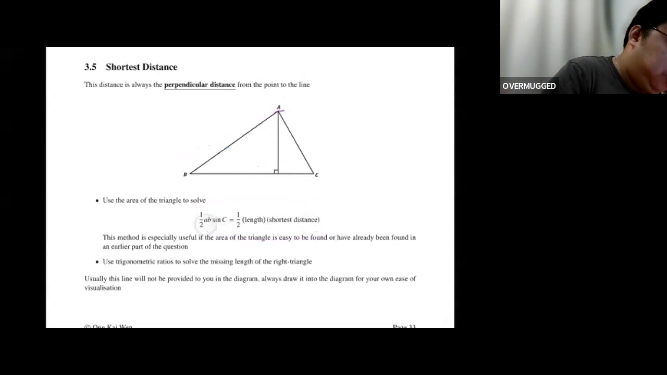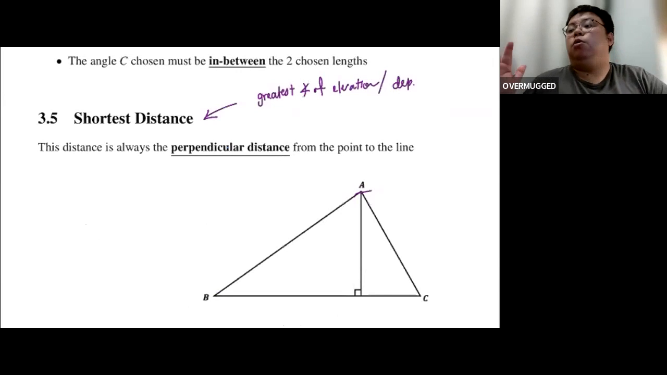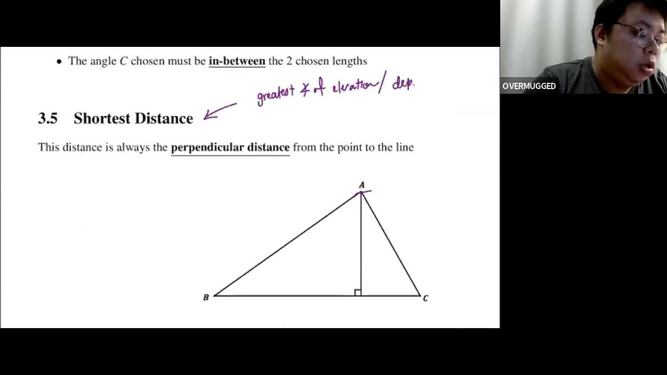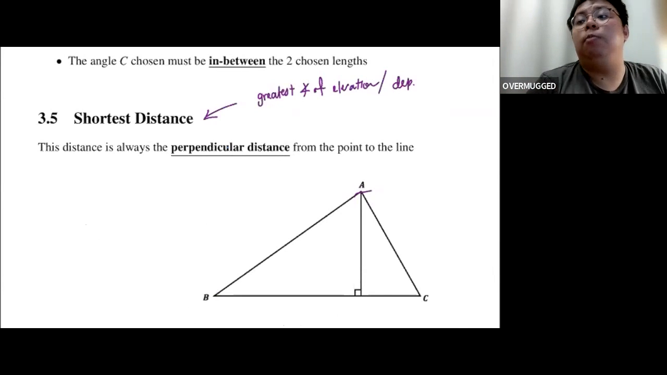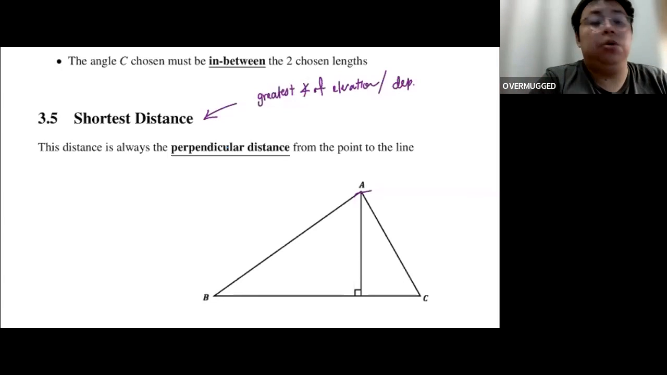One more concept that deals with shortest distance that I forgot to put in: let's just write it in for everyone. Greatest angle of elevation or depression. Whenever your question says, find the length or the distance from the greatest angle of elevation or the greatest angle of depression, it's always linked to shortest distance. Apologies for not putting this in. Just put this in on your own.